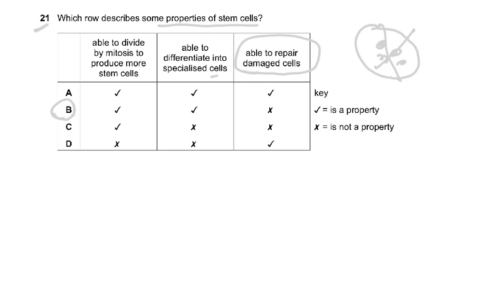Yes, stem cells divide, new cells are formed, and they can then develop into specialized cells.